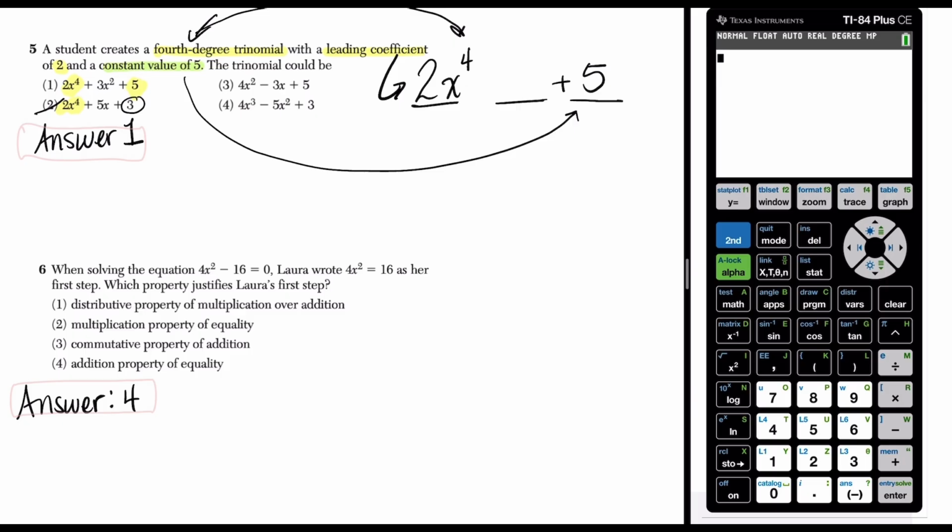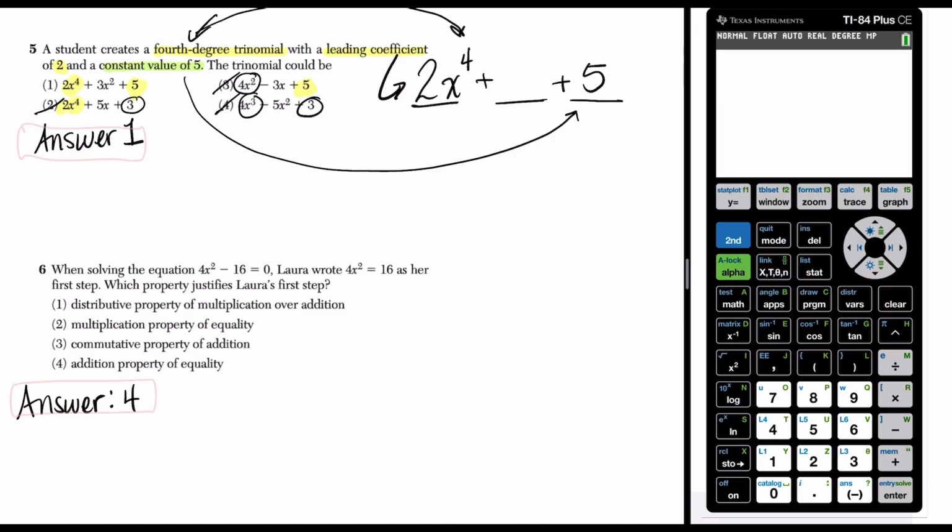With the second one, notice I have the 5 at the end, but neither is it to the 4th degree, and my coefficient is supposed to be a 2. So cross that out. And then with number 4, multiple things wrong. Mostly being here, I have wrong coefficient, wrong term, and I have the wrong constant. So nothing is right. That's why 1 is the correct answer. Okay, just some vocabulary terms.